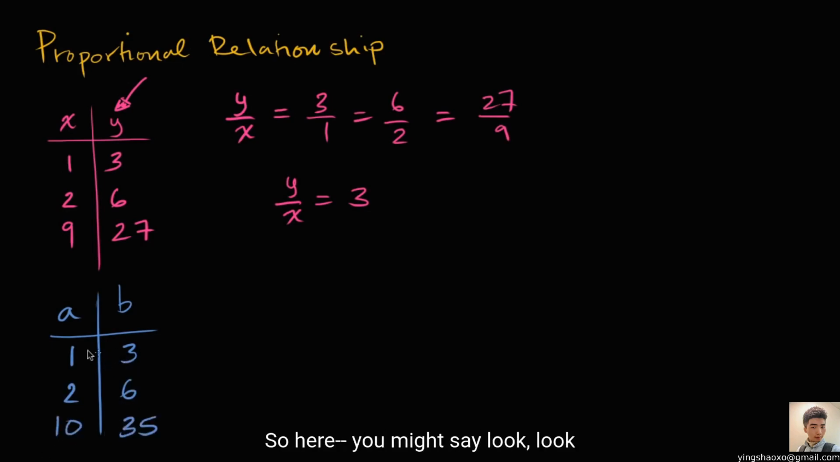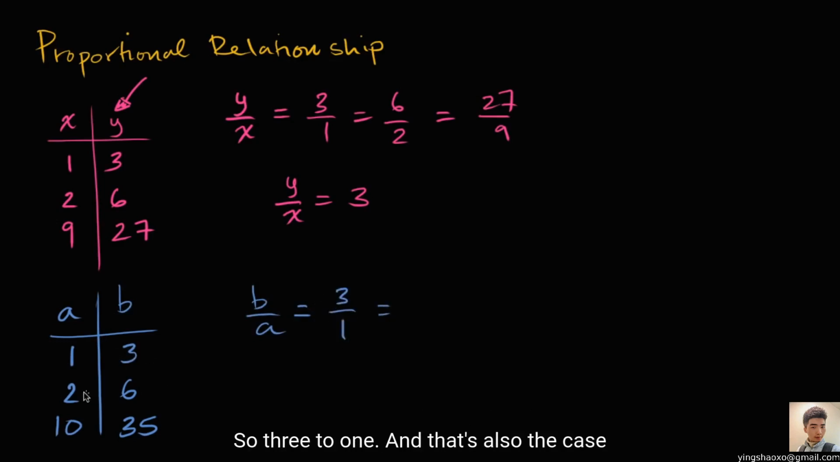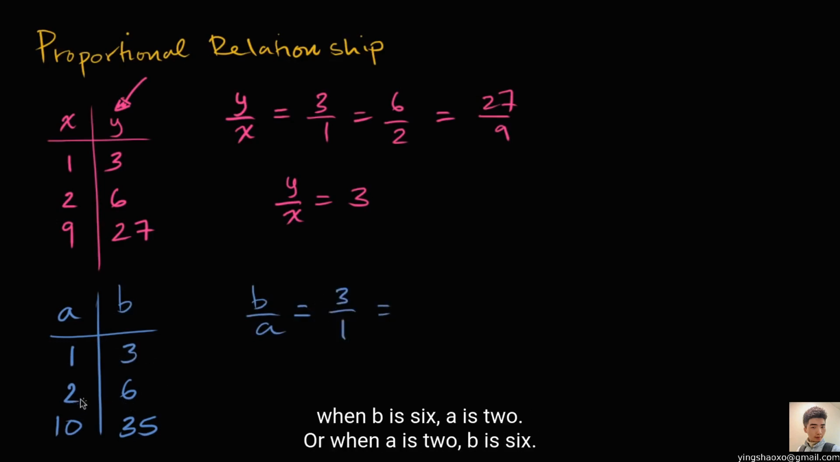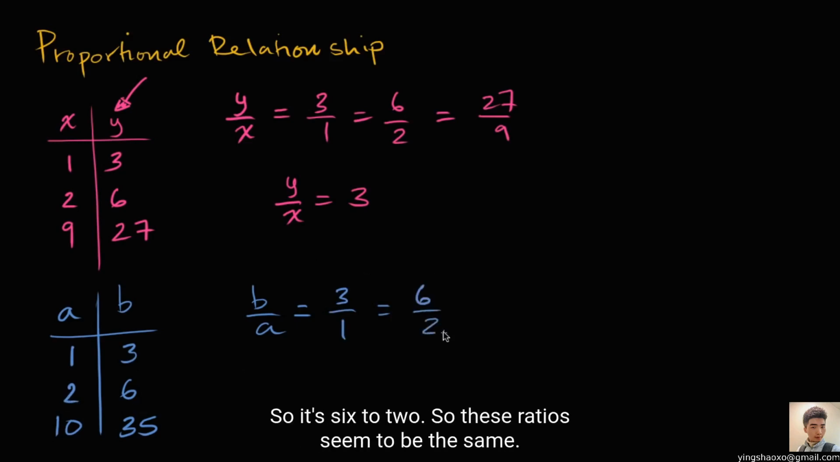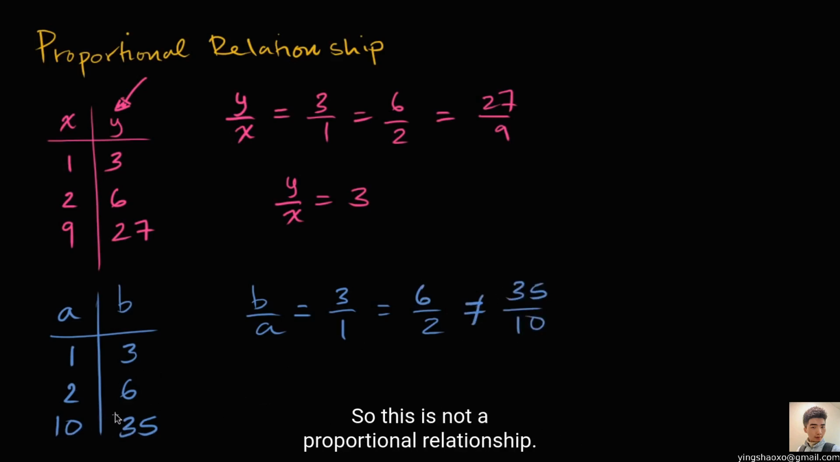Here, you might say, oh look, when A is 1, B is 3. So the ratio of B to A is 3 to 1. And that's also the case when A is 2, B is 6, 6 to 2. So these ratios seem to be the same. They're both 3. But then all of a sudden the ratio is different right over here. This is not equal to 35 over 10. So this is not a proportional relationship.